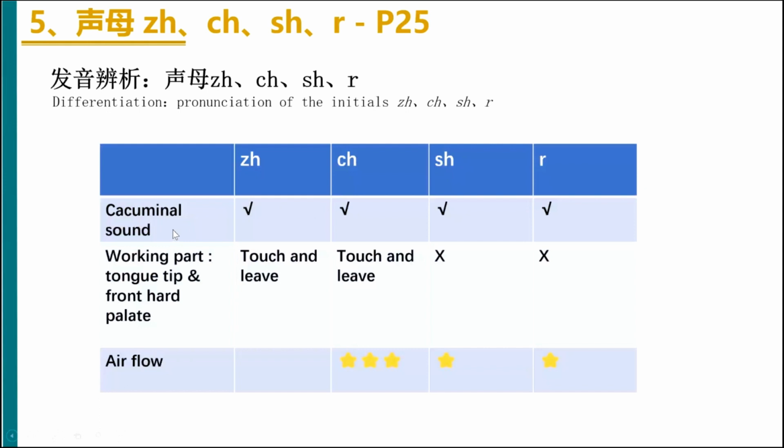Retroflex sound group, and the working part is your tongue tip and front hard palate. Zhi and chi, these two parts touch and leave quickly, while shi and ri, these two parts don't touch each other. Chi has the strongest airflow, and then shi and ri, zhi has almost no airflow.